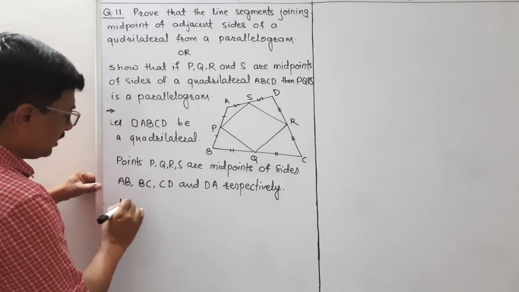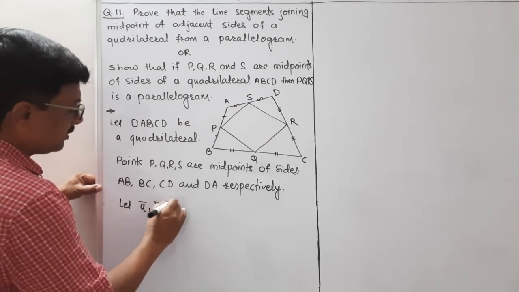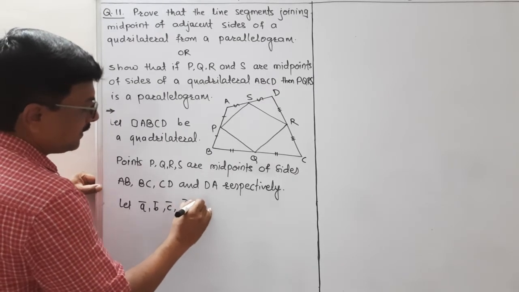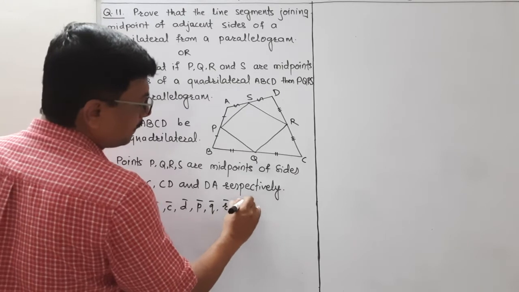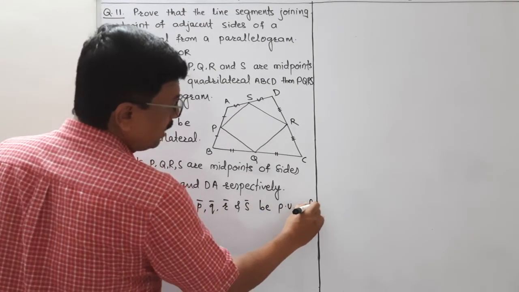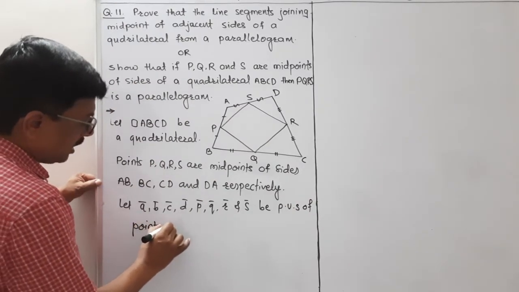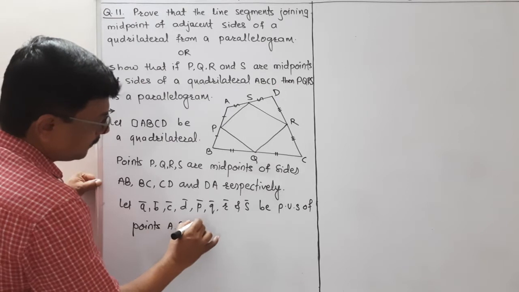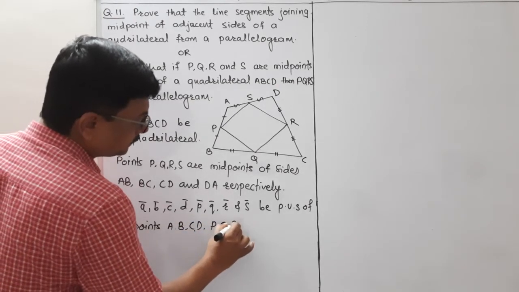Now we'll consider the position vectors. Let A vector, B vector, C vector, D vector, P vector, Q vector, R vector and S vector be position vectors of points A, B, C, D, P, Q, R and S respectively.